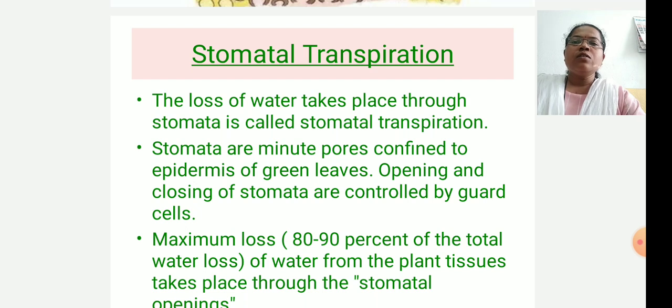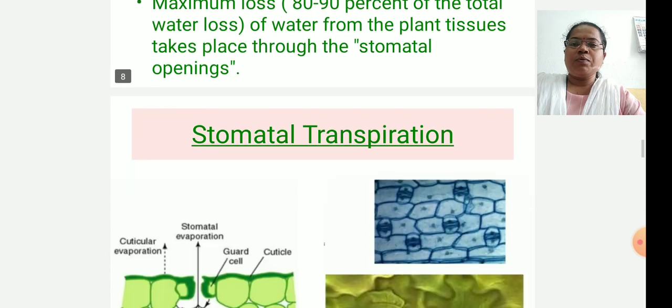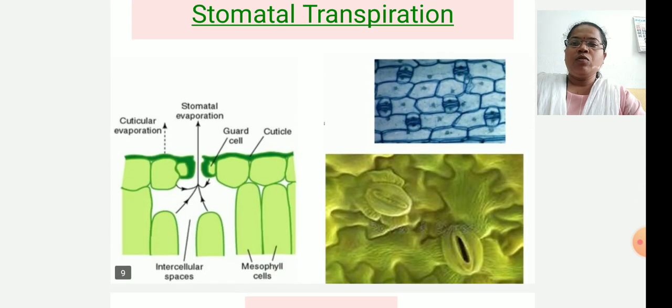So this is stomatal transpiration, and among these three types, stomatal transpiration means maximum loss of water from the plant tissues takes place through the stomatal openings or through the stomata, and it is about 80 to 90% of the total water loss. So this is transpiration.